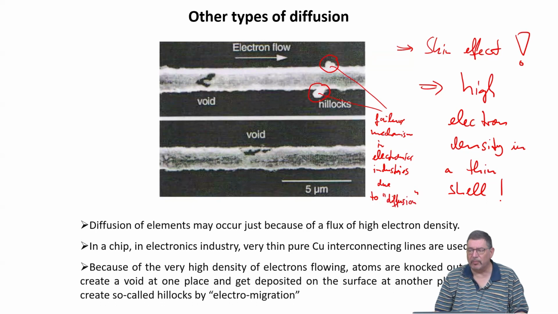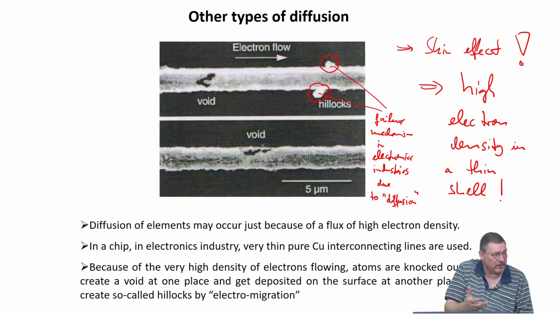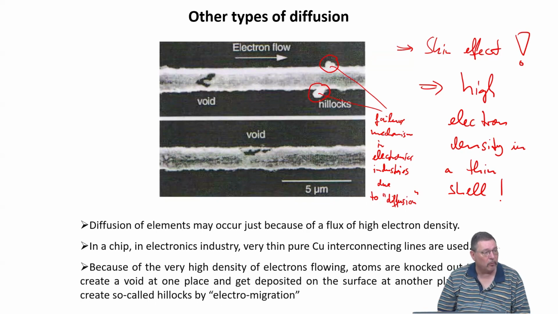I put this in parentheses because this is an example of a diffusion process which is kind of forced. So here the diffusivity will not be affected only by temperature and the material, but by the electron wind, right? So the more the potential difference is, the higher will be the flow rate of these atoms due to the electron wind.